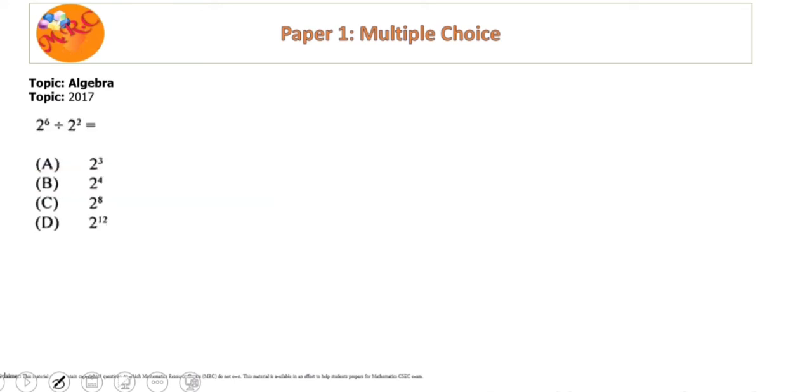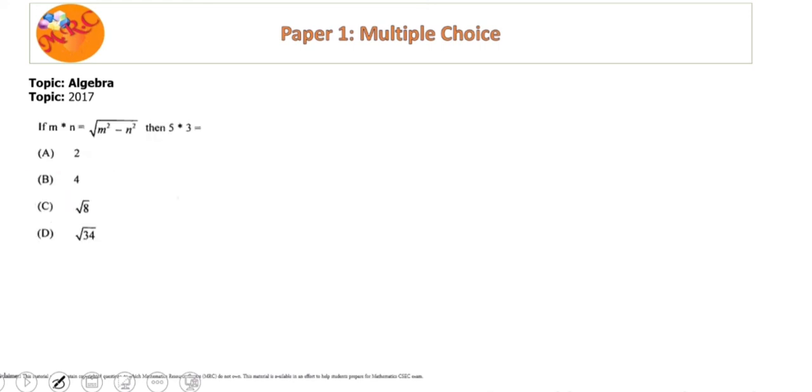All right, let's continue. 2 to the 6th divided by 2 to the 2nd. What do you notice about this question? We covered it already. We did this on the 2018 paper. It's here again. So I don't need to work this out because it's the exact same thing that I did before. I know my answer is B.